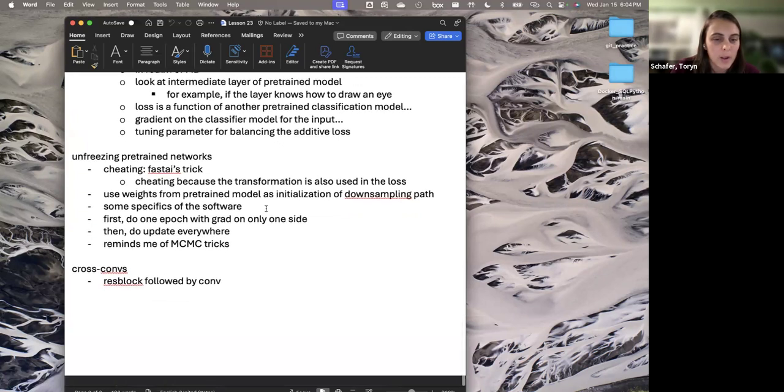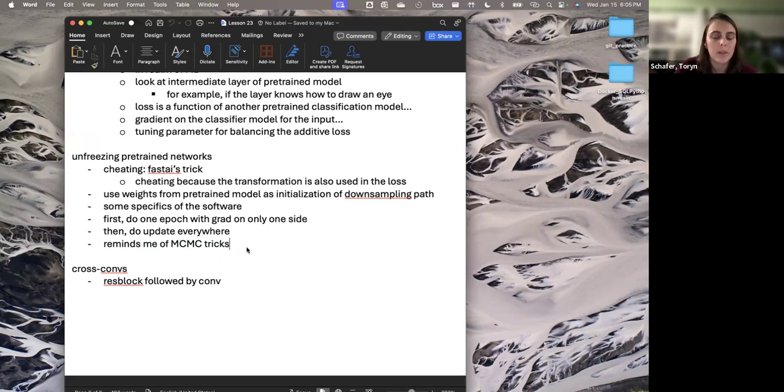And the way he mentions doing this is first you do one epoch where you only have the gradient on one side. So I believe that you freeze the weights from the pre-trained model, and then you only do one epoch of gradient on the upsampling. Then you have a good guess of upsampling, then you update everything else. And I have this note here.